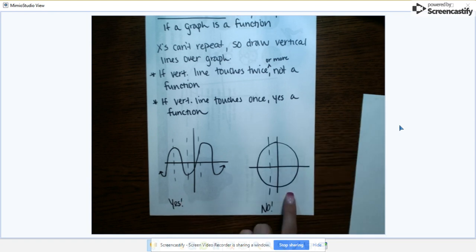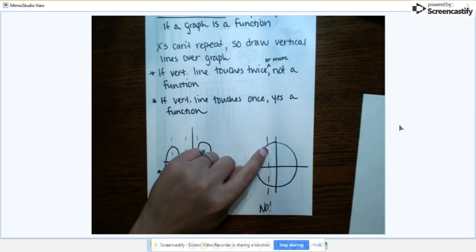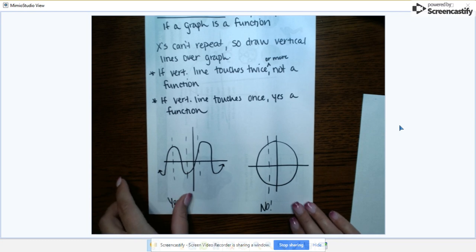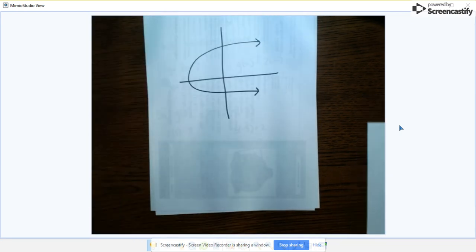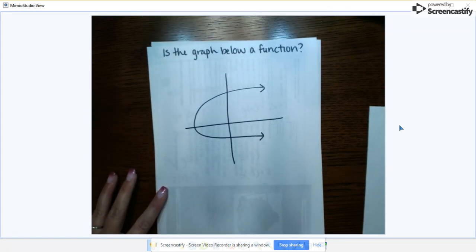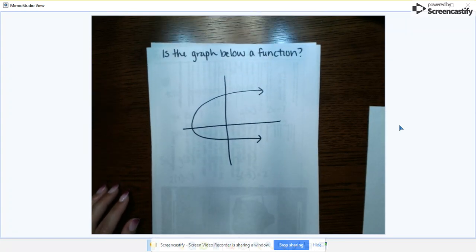Looking at this circle, we see our vertical line touches 2 times. Therefore, this is not a function. I want you guys to answer, is this graph representing a function?